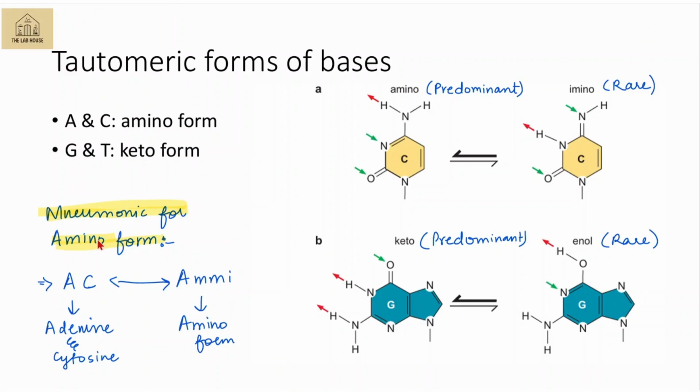I have made a mnemonic to remember amino form. Remember them as the AC and amine relationship. Remember amine as amino form and AC as adenine and cytosine. You can also remember the keto form as we can go through the GT road towards the K2 mountain. So this is all about the molecular structure of DNA.